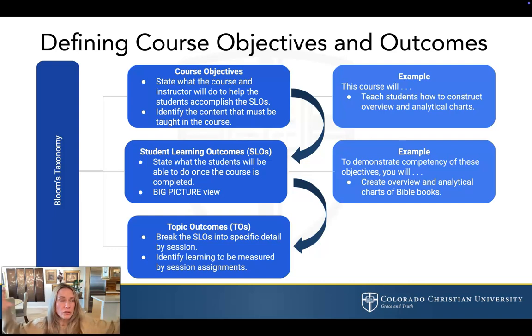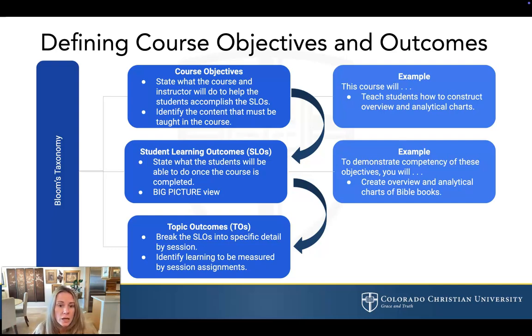Now's when we go from that zoomed out big picture view to each session topic. If you are doing a course that has 14 weeks, a semester-long course, then there will be 14 topics. If you're doing a course that has 7 weeks, like a one block, half a semester course, then you're going to have 7 session topics. And so these topic outcomes, TOs, are for each individual topic. So you should have a set of them for each session of the course.